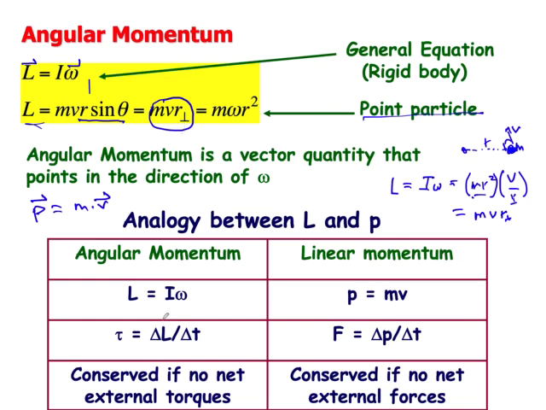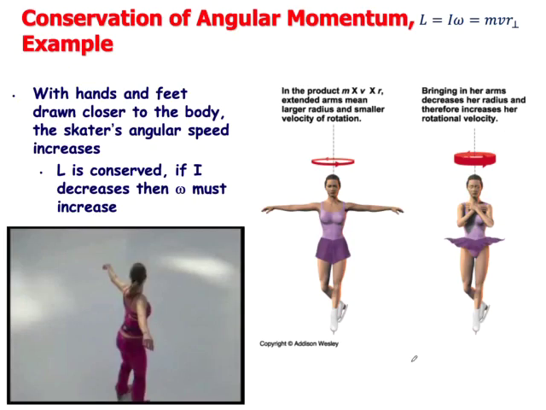The analogies: angular momentum, linear momentum. Torque is equal to the change in angular momentum over time. Force is equal to the change in momentum over time. It's conserved if there's no external torques. This one's conserved if there's no external forces. You've seen this in action before. I don't know if I can get the ice skater playing or not here, but if you've seen an ice skater pull in her arms, what's happening? You'll see that her omega gets much, much larger. Here she starts out with a small omega, but she has a large I. Why? Because the mass of her arms here is very far away from her rotational axis, r. This increases her I.